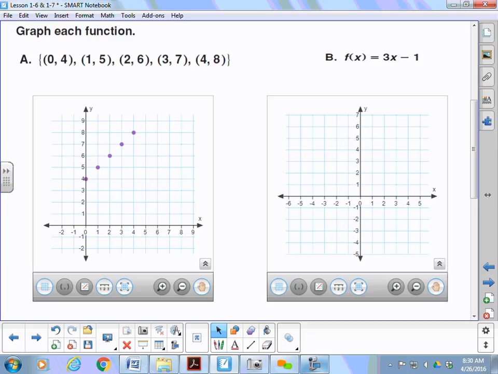Michael, help her out. The y-intercept. Okay, that's the y-intercept. So I mark the y-intercept. Okay, there's my y-intercept at negative 1. All right? Then what, Terry?